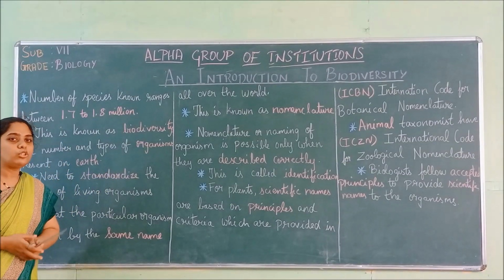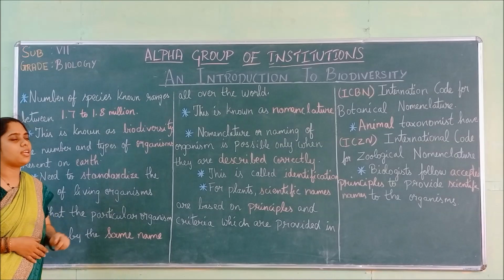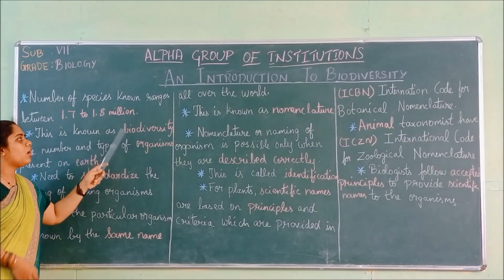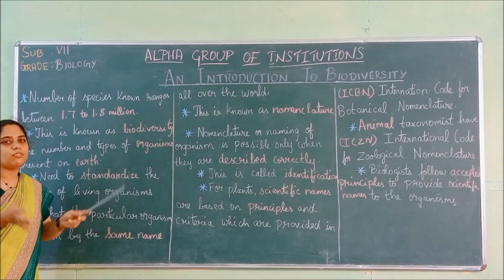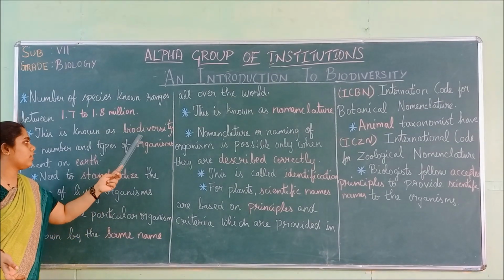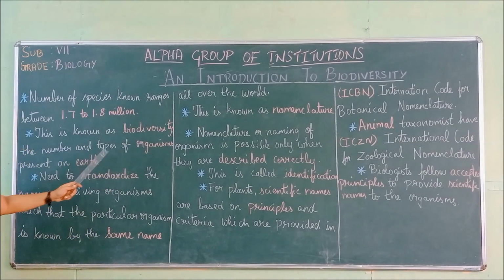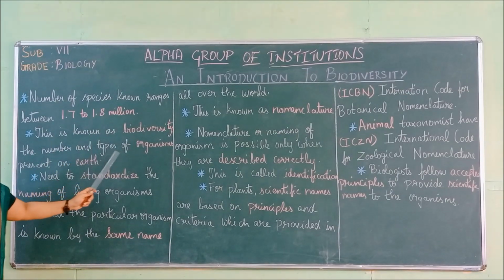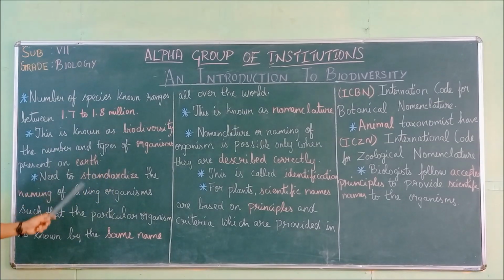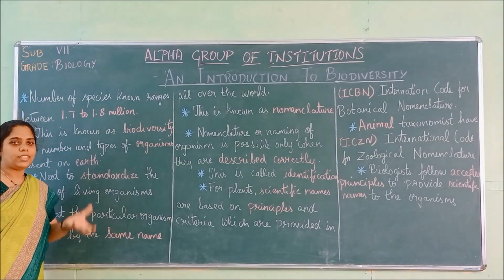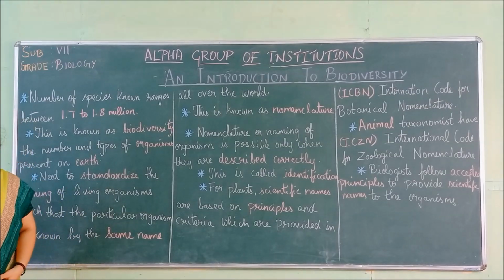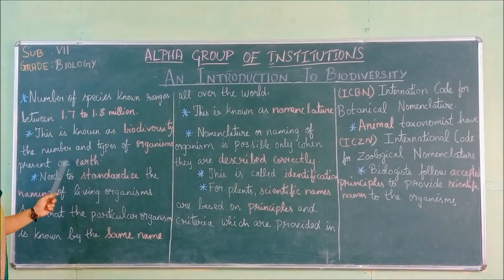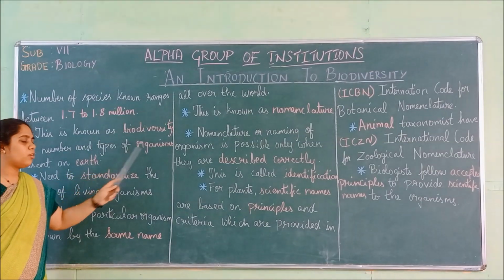Imagine 1.7 to 1.8 million organisms. So these are called biodiversity, different living organisms. The number and types of organisms present on the earth, this is known as biodiversity. So on the earth, how many types of organisms are there? How many organisms are there? Studying about that is biodiversity.